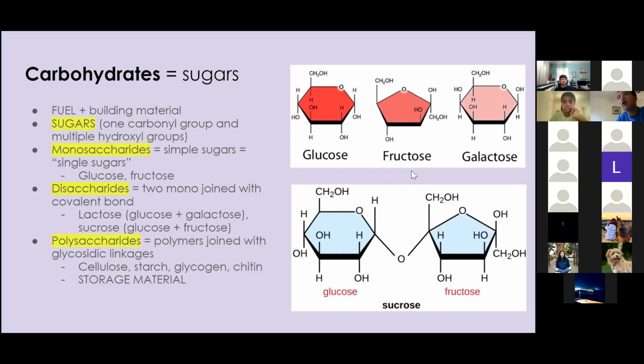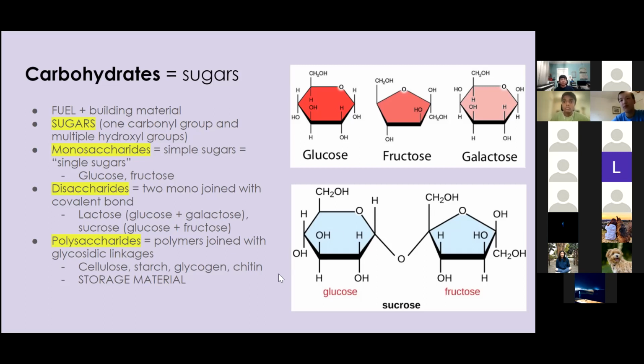Okay, moving on. There are disaccharides, which are basically when two monosaccharides are joined together with a covalent bond. And to refresh your memory of a covalent bond, a covalent bond is when the electrons of two atoms are shared. So examples of disaccharides are lactose, which is the combo of glucose and galactose, and sucrose, which is table sugar, and the combo of glucose and fructose. So that's the picture that we see on the bottom right. And again, these sugars are going through dehydration synthesis to form disaccharides and polysaccharides.